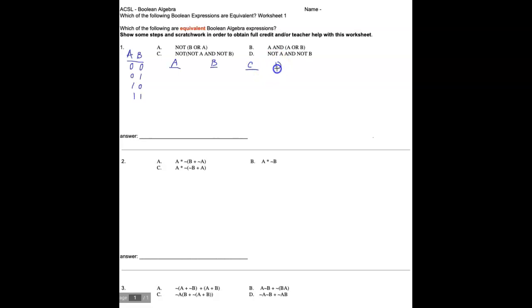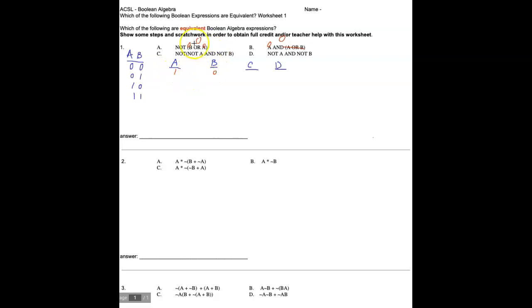And one at a time, I'm going to plug in these ordered pairs into these expressions. So plugging in the first 0, 0 for A. Real quickly, 0 or 0 is 0. The not of 0 is true. Plugging in 0, 0 for solution B. 0 ANDed with anything is always going to be 0. So those are not equivalent.